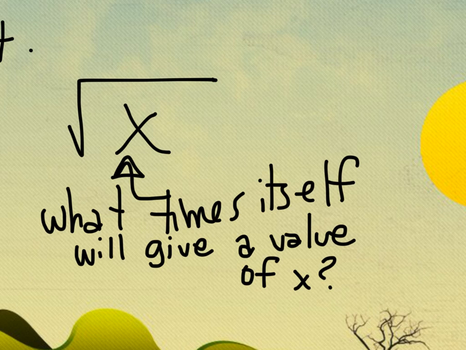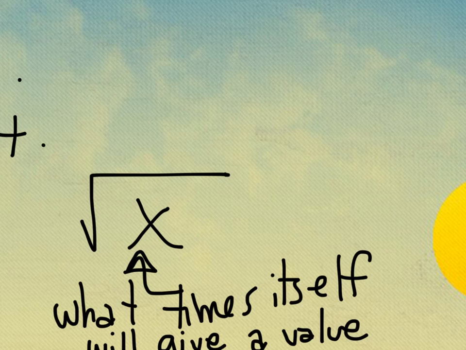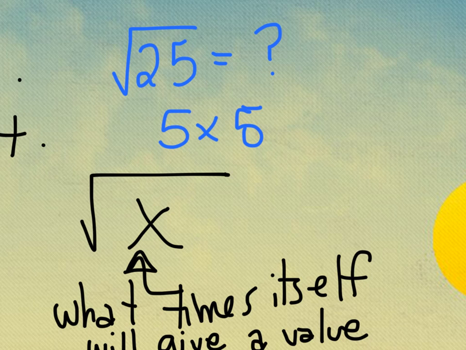For example, if the question is find the square root of 25, what this means is we need to think, okay, what times itself gets us 25? And if you remember from your squares lesson, 5 times 5 is 25. Which means the square root of 25 is equal to 5.